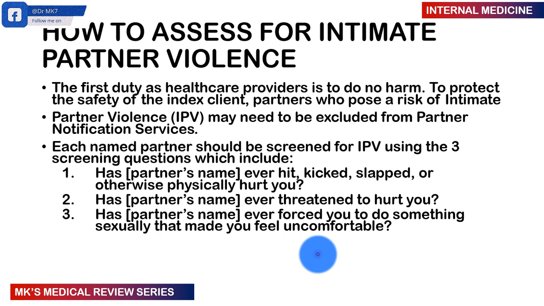So each named partner should be screened for intimate partner violence using 3 questions. Has the partner ever hit, kicked, slapped, or otherwise physically hurt you? Has the partner ever threatened to hurt you, or has the partner ever forced you to do something sexually that made you feel uncomfortable? If the answer to any of these questions is yes, exclude the partner from the partner notification, because this will cause a lot of these gender-based violence issues.